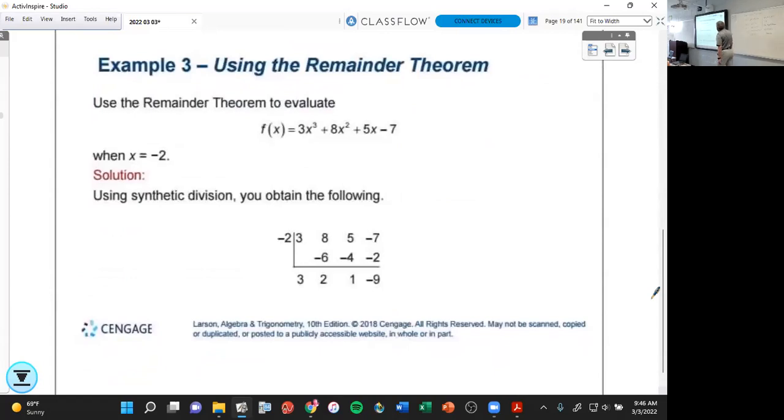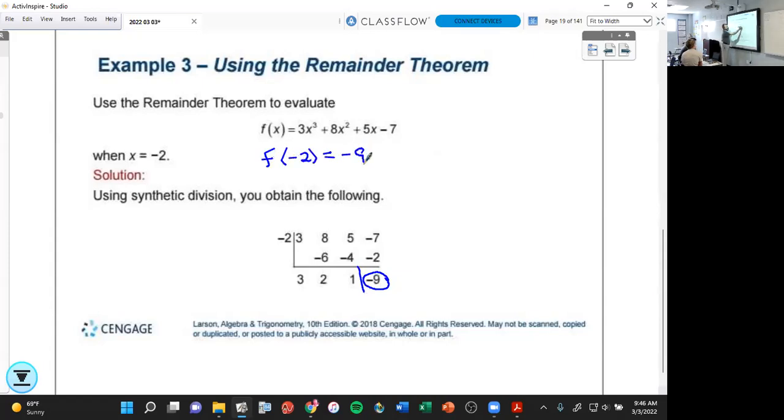Using the remainder theorem to evaluate when x equals -2. So when x is -2, I can take this problem. My coefficients are 3, 8, 5, and -7. I don't have to put any zeros in there. Bring the 3 down. -2 times 3 is -6. There's the 2. -2 times 2 is -4. Combined gives me 1. -2 times 1 is -2. Combined gives me -9. Set that apart. That's my remainder. F of -2 equals -9.